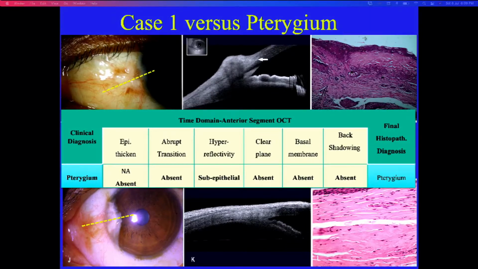Now this one we compare with a pterygium, and you can see it's quite characteristic. Look at this lesion, that's where the scan is running. And here, this epithelium looks absolutely fine, right? Compared to what you see there, right? And then that's the histopathology to confirm what you're looking at.